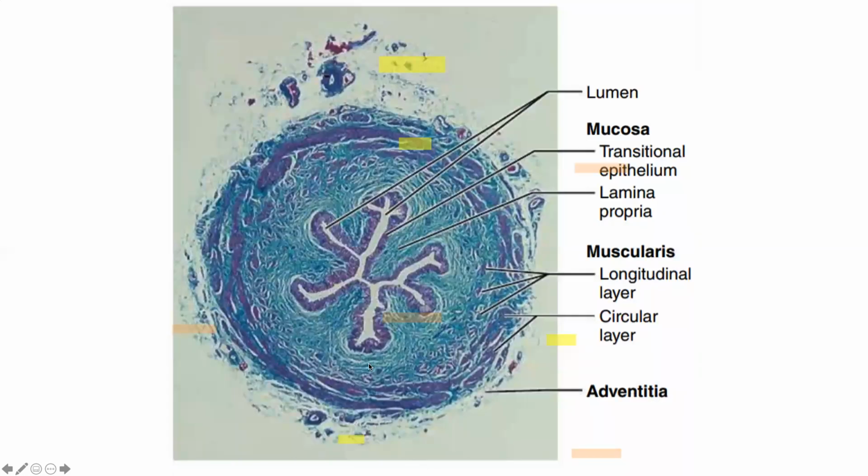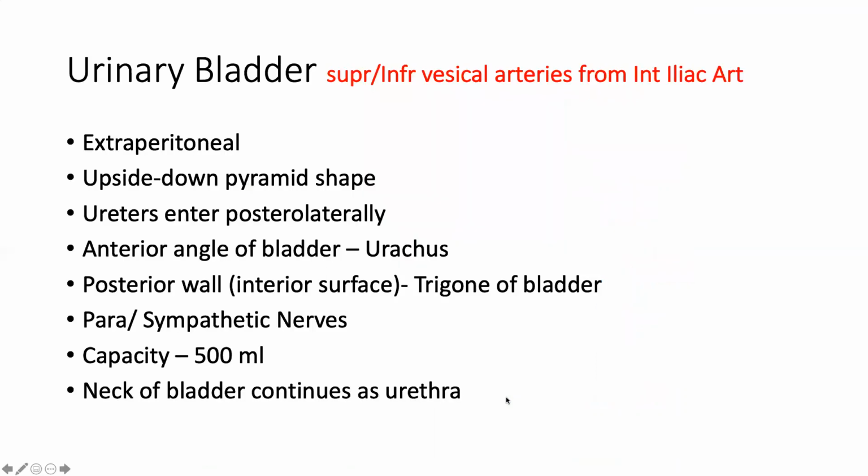And if we do a cross section and look under the microscope, histology of the ureter, we will see the mucosa layer, muscle layer, and outer connective tissue adventitia layer. In the mucosa, it is made of transitional epithelium, and the muscle layer has an inner longitudinal and outer circular layer, and then the outer connective tissue adventitia layer.